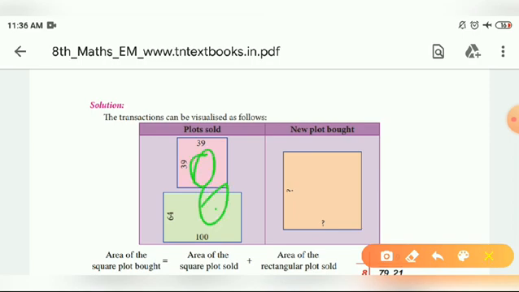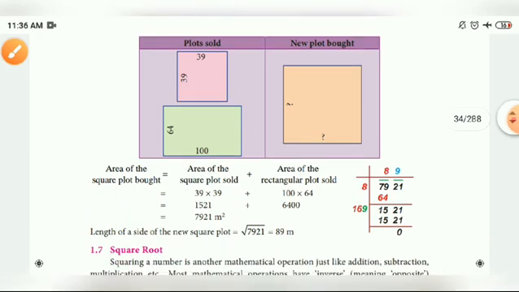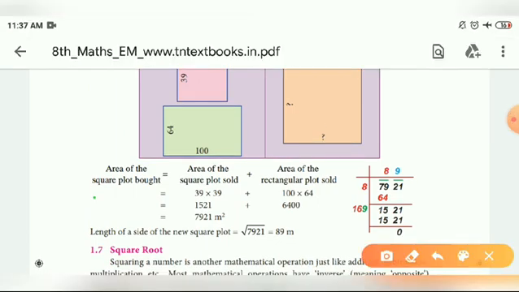So we want to find the area of the two plots and add the areas, then only we find the total area of the square plot and the rectangular plot. Listen, area of the square plot bought. He bought a new square plot. Now, for the area, first we find the area of the square plot sold.